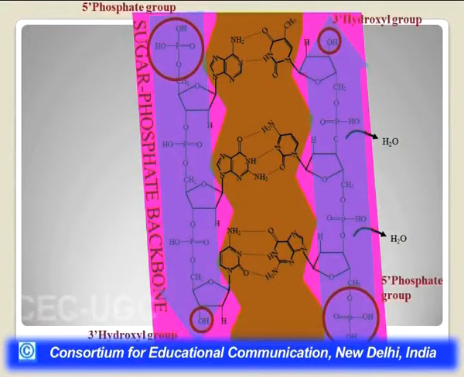Now what do you mean by the anti-parallel direction? Anti-parallel basically means that one strand is running from the 5' phosphate group to a 3' hydroxyl group, and on the other strand the 5' phosphate group is facing the 3' hydroxyl group and the 3' hydroxyl group is facing the 5' phosphate group. So the two chains which are intertwined together are in the anti-parallel direction. One is running from 5' to 3' and the other is running from 3' to 5'.